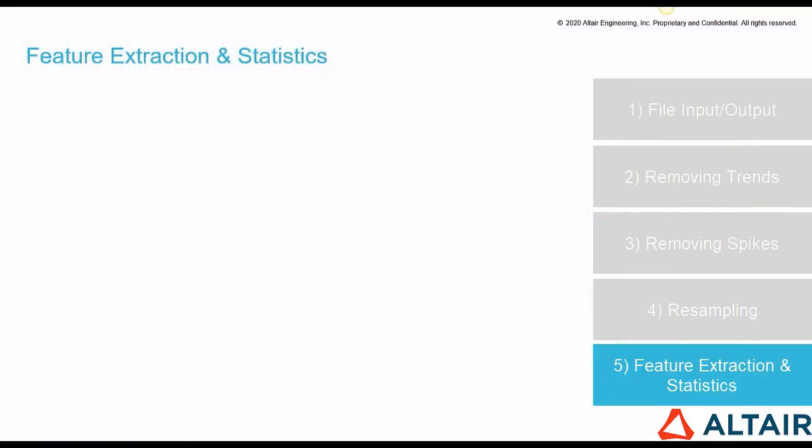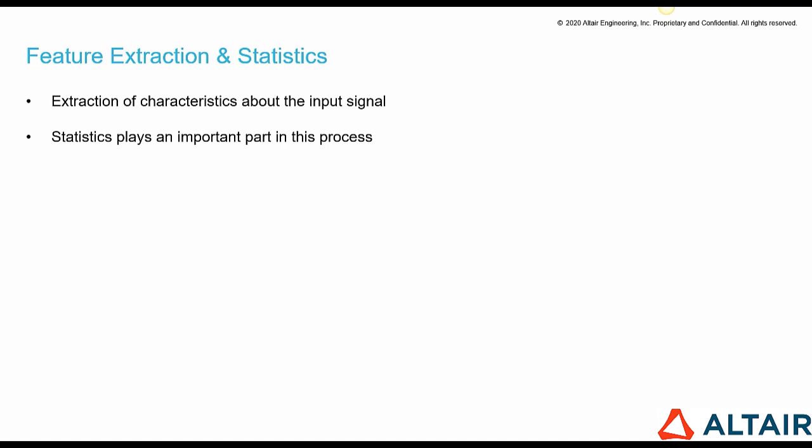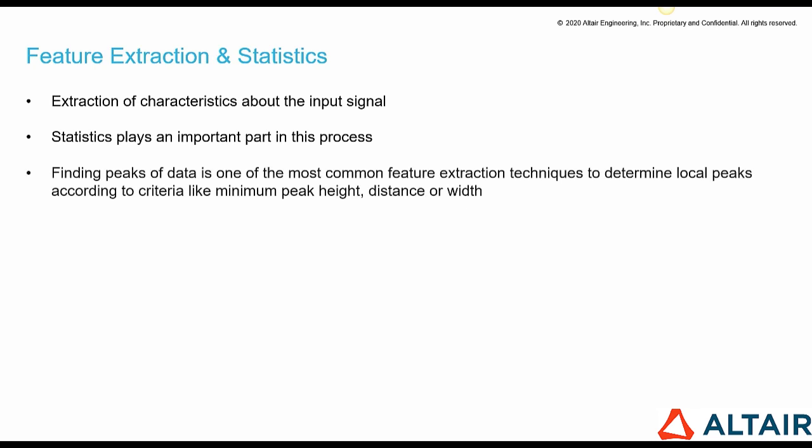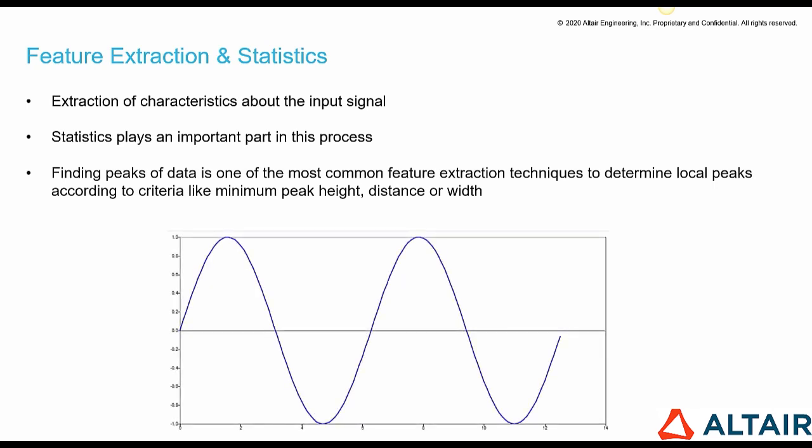The last topic to be covered in this video is about feature extraction and statistics. Feature extraction is the term that refers to the extraction of characteristics about the input signal. And statistics plays an important part in this process, obviously. And finding peaks of data is one of the most common feature extraction techniques to determine local peaks according to criteria like minimum peak height, minimum distance between peaks, and minimum peak width.